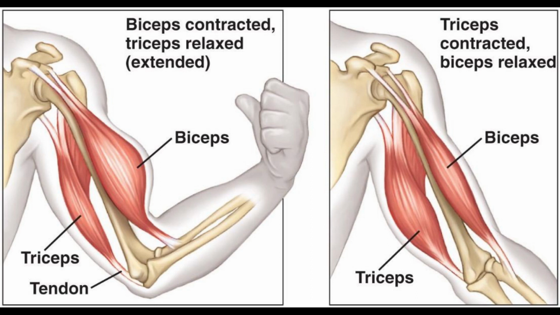When the triceps muscles contract, the biceps muscles relax. The triceps muscles contract and become shorter. The biceps muscles are pulled and become longer. The arm is made straight again.